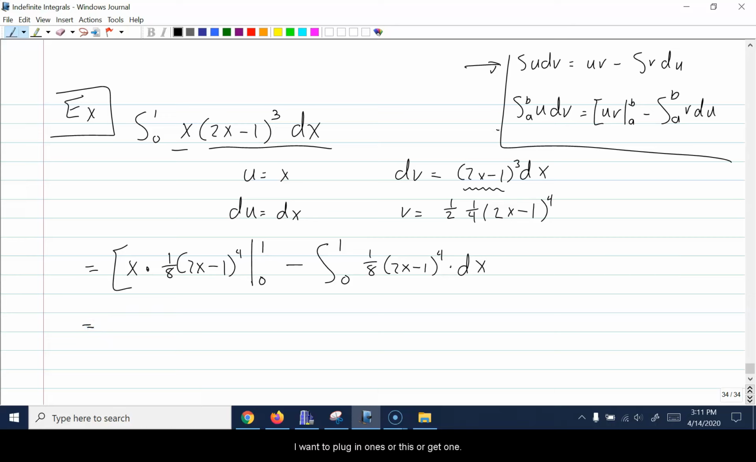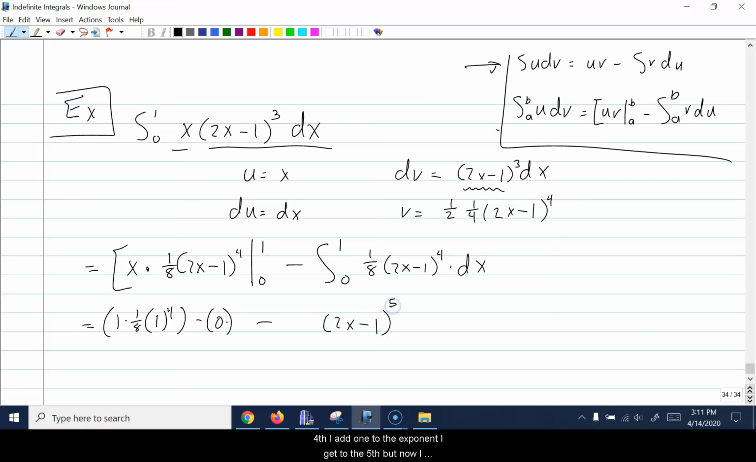Anyway, I want to plug in 1 to this. I'll get 1 times 1/8 of (2 times 1 minus 1), which is 2 minus 1, which is 1, to the 4th. Minus plug in 0, you get 0. Minus, I still need to do this integral. Same deal as last time. This is the integral of something to the 4th. I add 1 to the exponent. I get to the 5th. But now I need to divide by that new number.